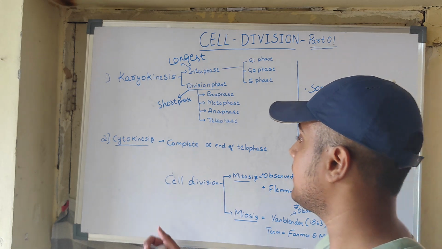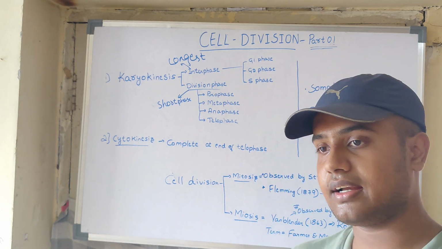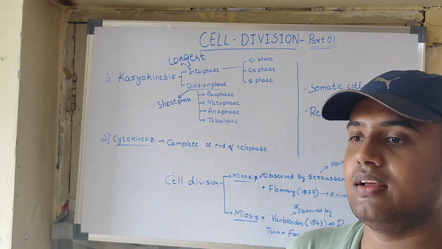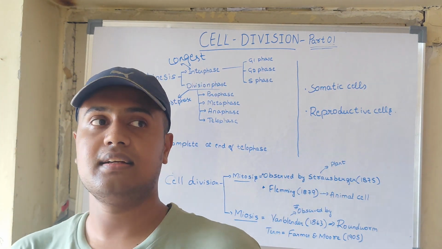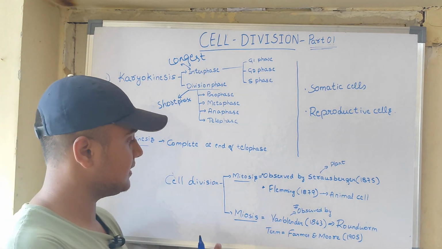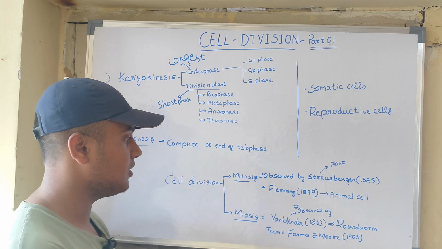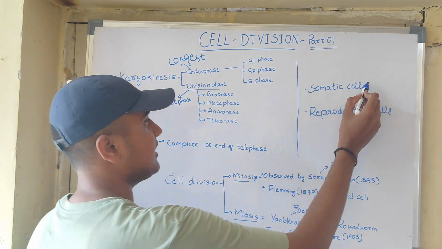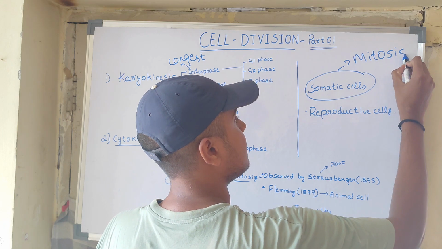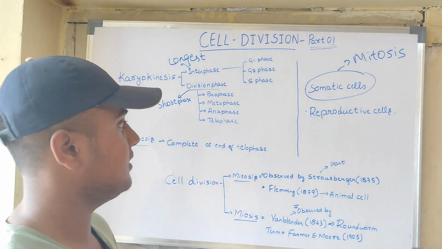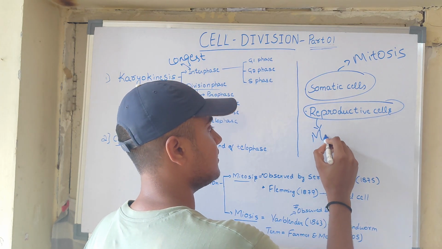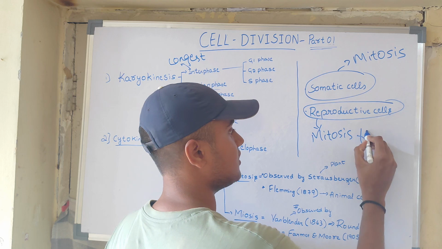Now, going to cytokinesis. Cytokinesis is the end product of telophase. The division of cytoplasm occurs at the end of telophase, and then cell division is mainly divided into mitosis and meiosis. Mitosis occurs in somatic cells and meiosis occurs in reproductive cells. Mitosis is followed by meiosis.